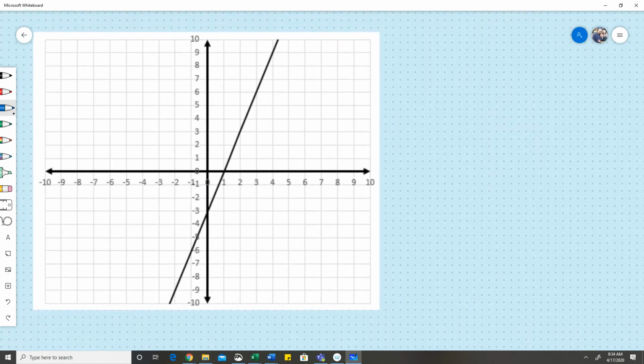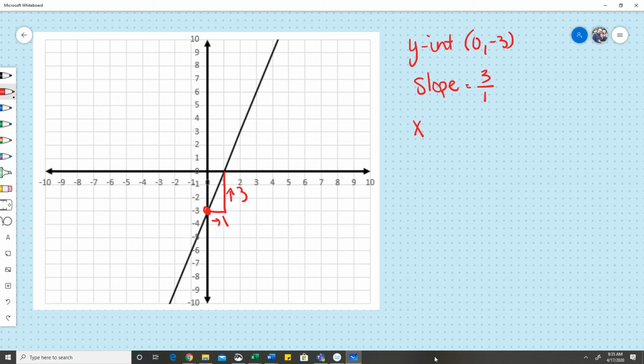All right, let's try another graph. Now this one does not have a situation to it. It's just a generic line. So our y-intercept is down here at (0, -3). My slope, if I were to go over 1, I can go up 3. So my slope is 3/1.